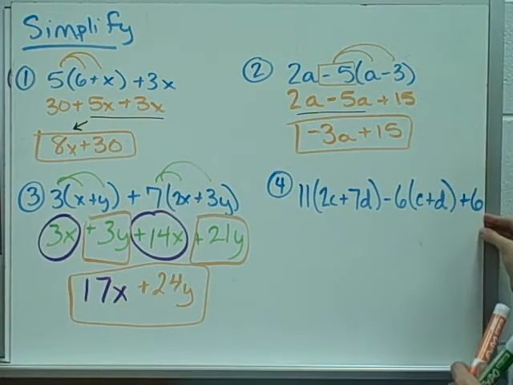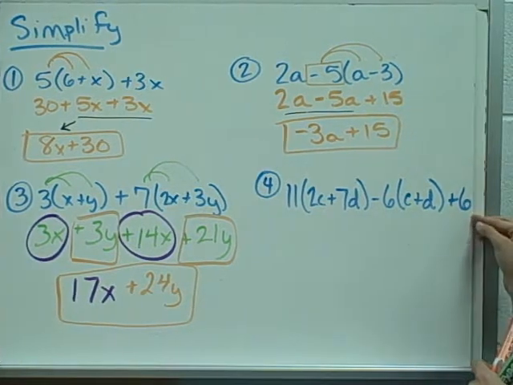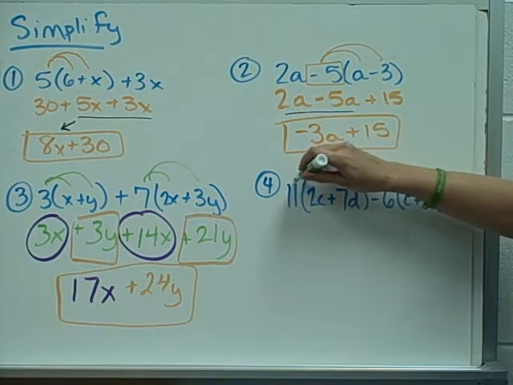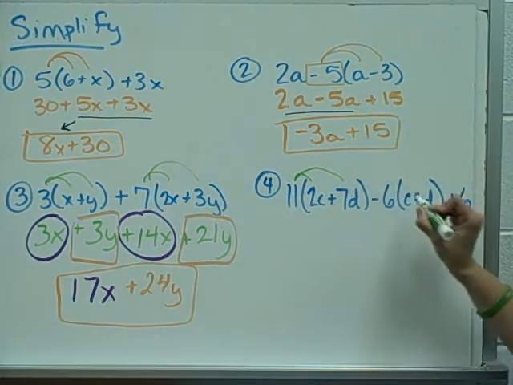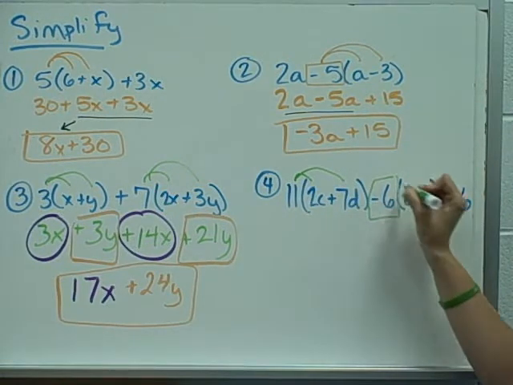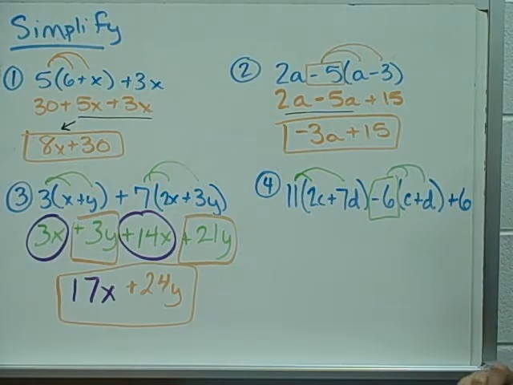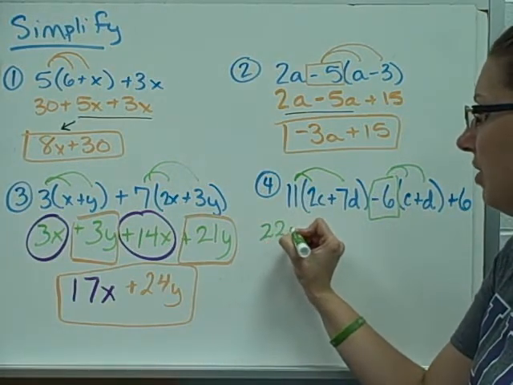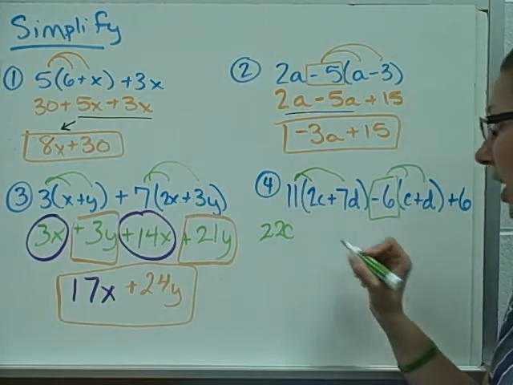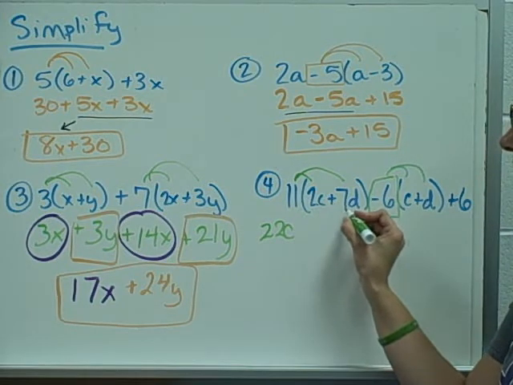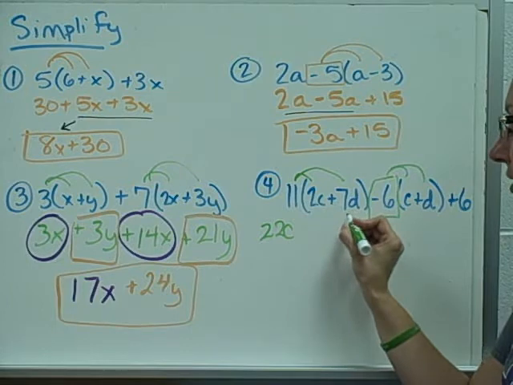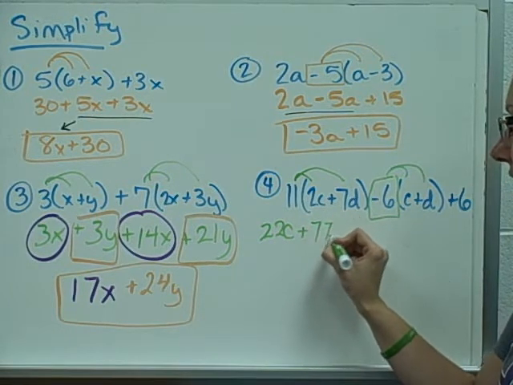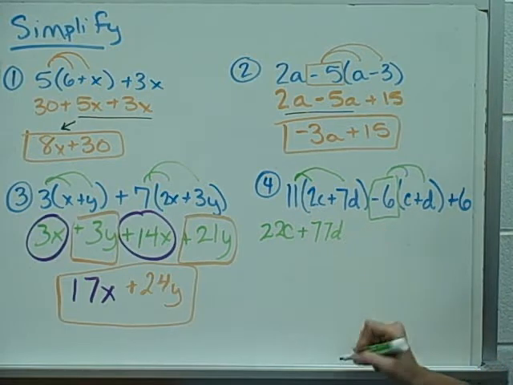And here we go, something a little bit more challenging than the last. I'm going to distribute 11, and then I'm going to distribute negative 6. So here we go. 11 times 2c, 22c. Make sure you're writing this down as I'm writing it on the board. 11 times 7d. Now that's a positive 7d. So I'm left with positive 77d.